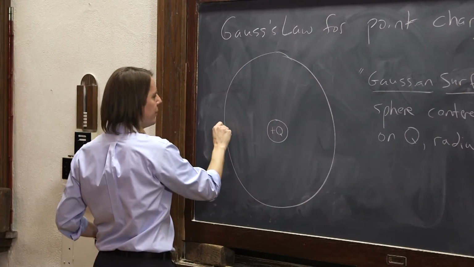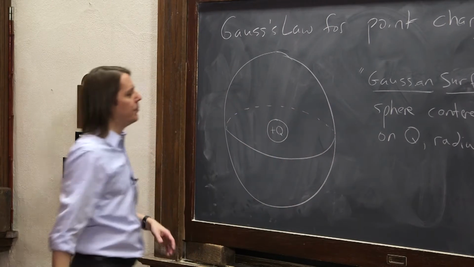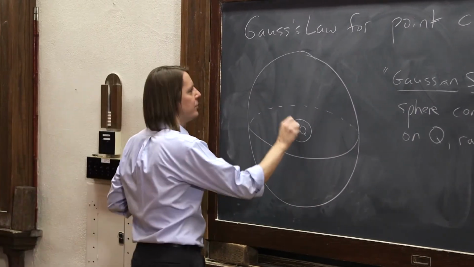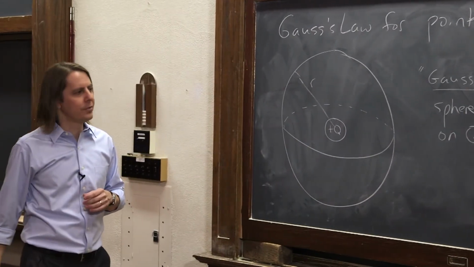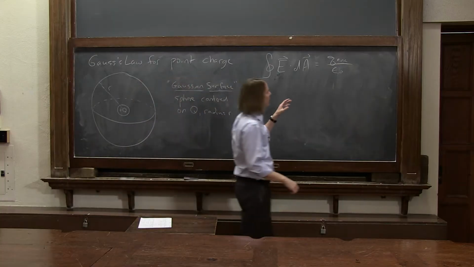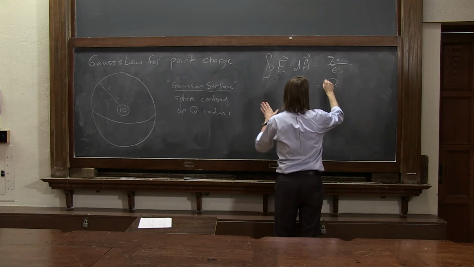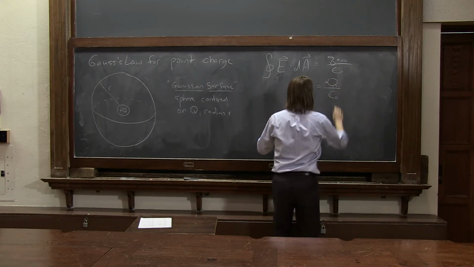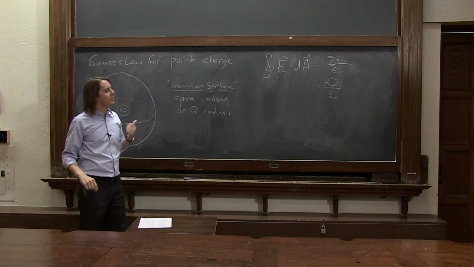It's a three-dimensional sphere. It's a three-dimensional surface going around Q, and it has a radius R. That's our Gaussian surface. Now we have to come over here and apply Gauss's law. The right side is not too hard. That's the plus Q, the charge enclosed, over epsilon naught. But we also have to do the left side.